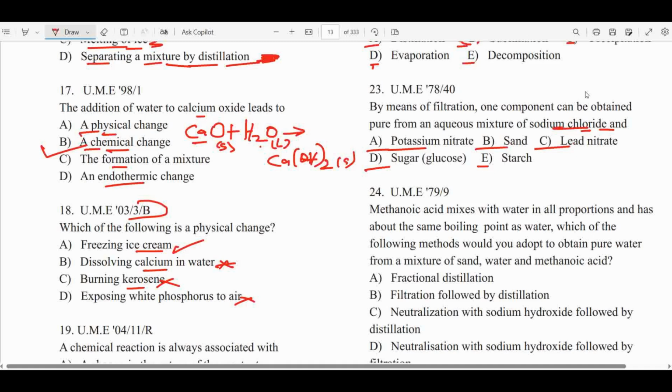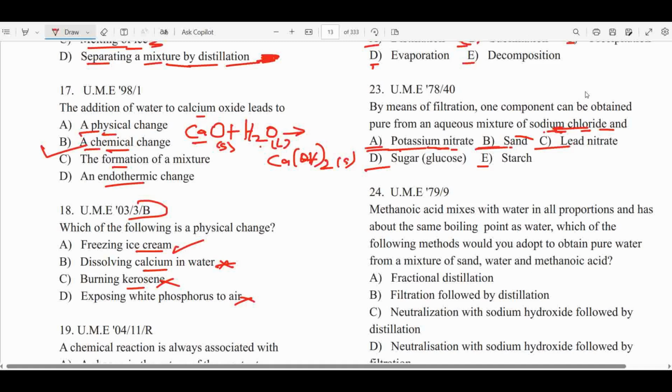Now, if you have all of this, for example, potassium nitrate and sodium chloride, if you mix this together, there might be a reaction taking place, and it will be difficult again to separate them. So this will be difficult. If you have sand, the next option, sand would not mix with sodium chloride. I mean, even if they do, there won't be any reaction here.